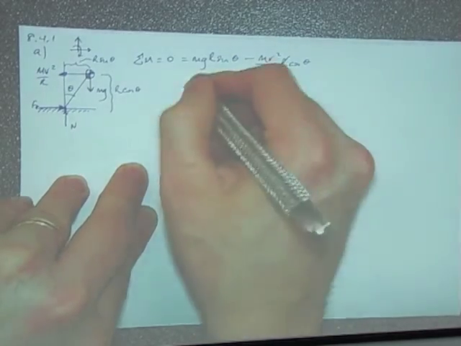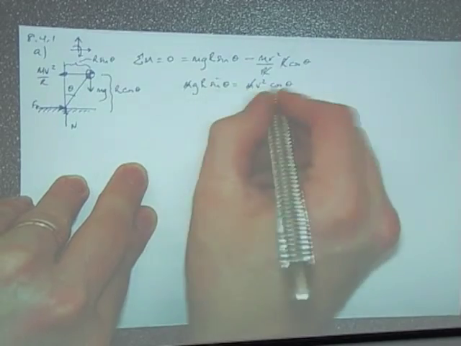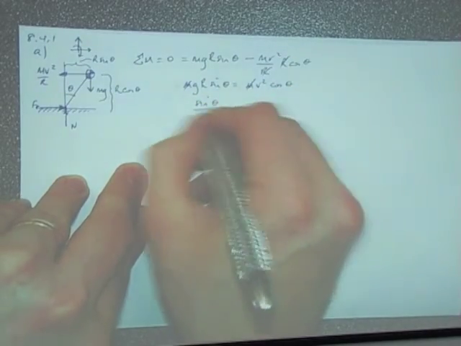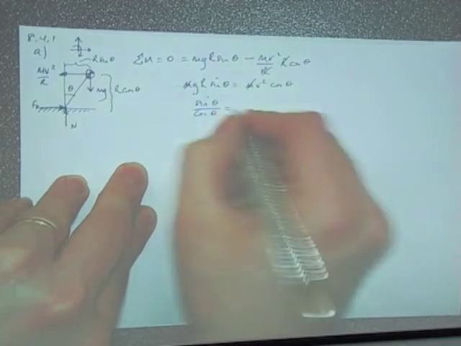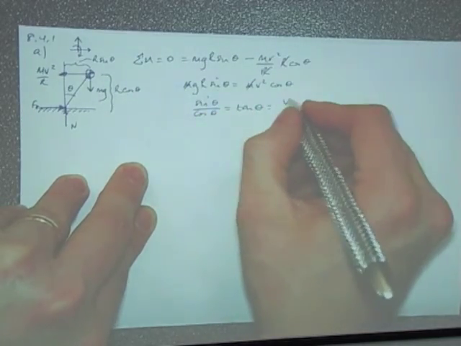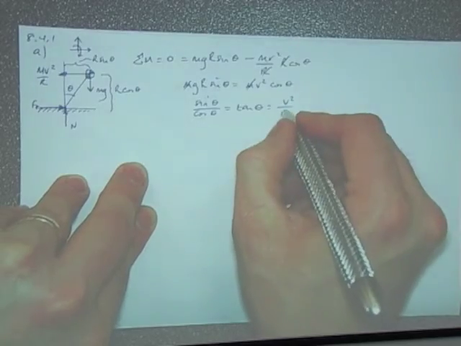The m's cancel. If we divide by cosine on both sides, we have sine over cosine, which equals tangent of theta. And that's going to be v squared upon rg.